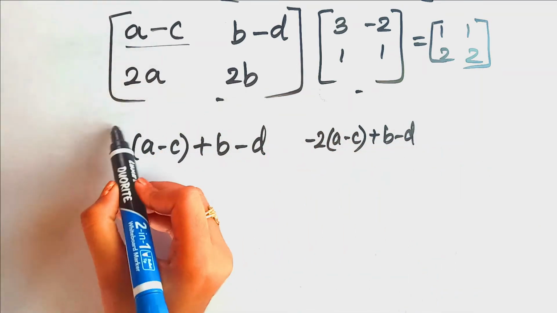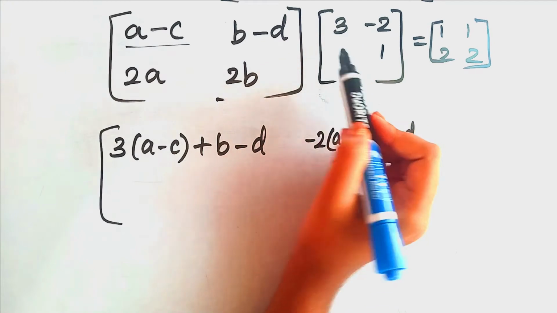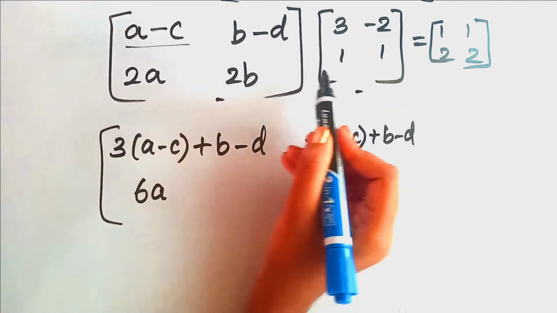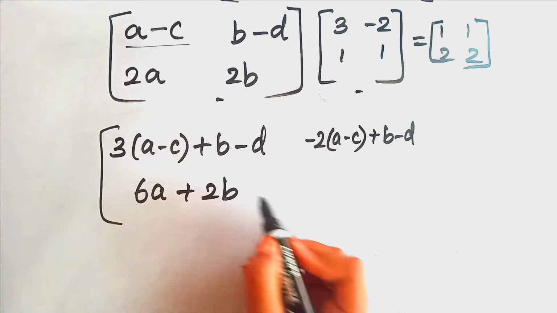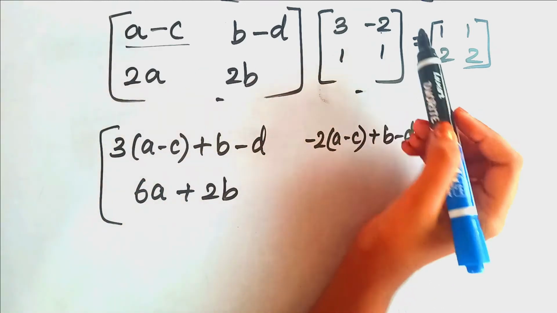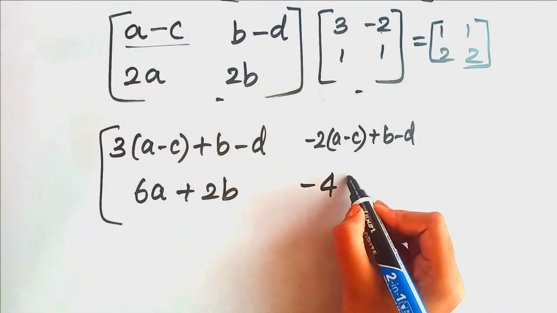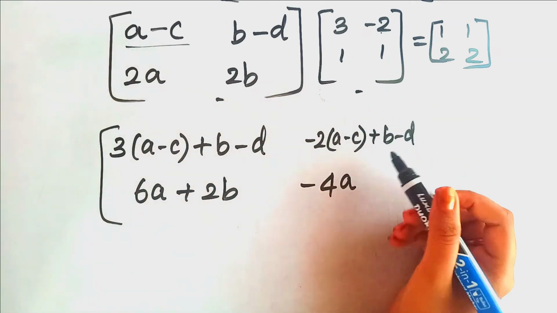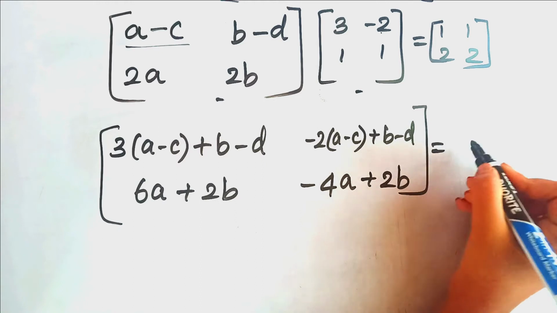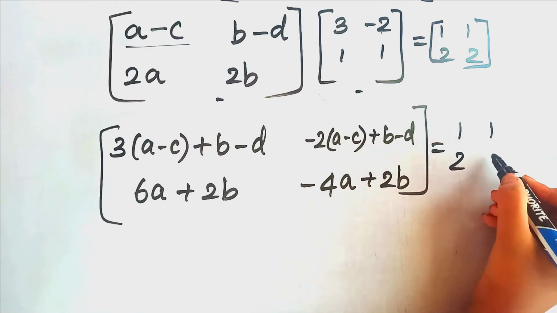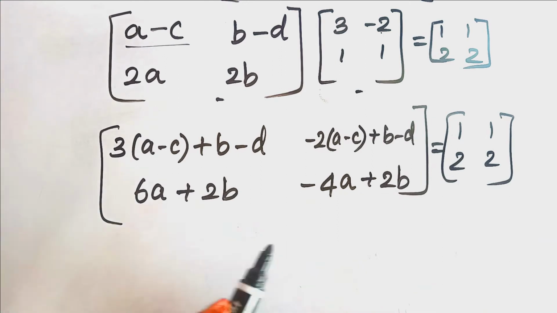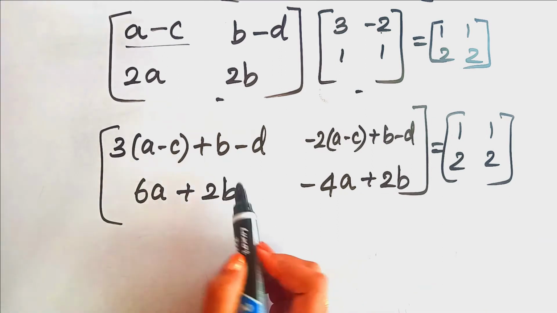Then second row and first column, 2A into 3 it will be 6A, and 2B into 1 it will be 2B, right? And then second row and second column, 2A into minus 2 it will be minus 4A, and then 2B into 1 it will be plus 2B. And then you have to write the remaining elements 1 1 2 2 here. Now we have to find the value of A, B, C, D, right?